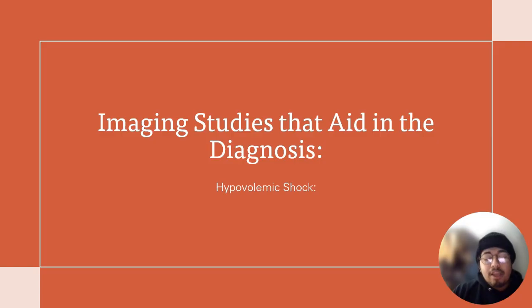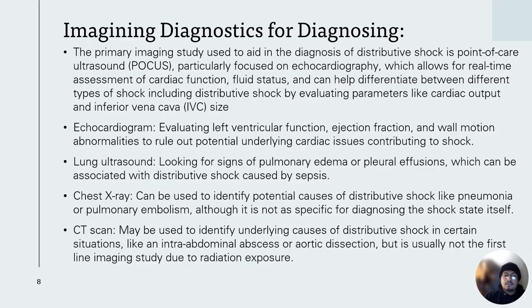Now we'll be going over imaging studies that aid in the diagnosis of distributive shock. One of the primary imaging studies used to aid in the diagnosis of this shock would be a point-of-care ultrasound, particularly focused echocardiography, which allows for real-time assessment of the cardiac function and the fluid status, and can help differentiate between different types of shock, including distributive shock, by evaluating parameters like cardiac output and the inferior vena cava size.